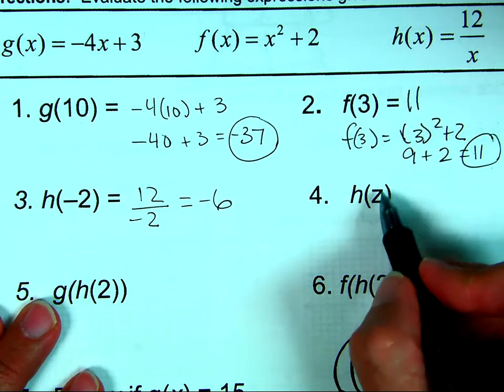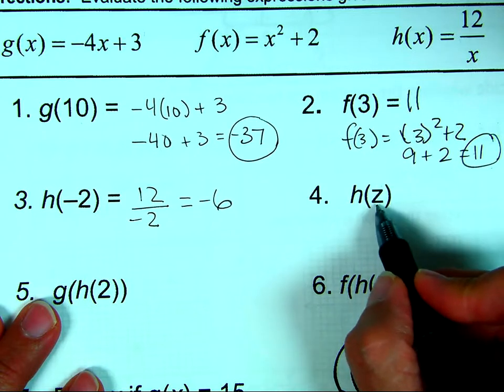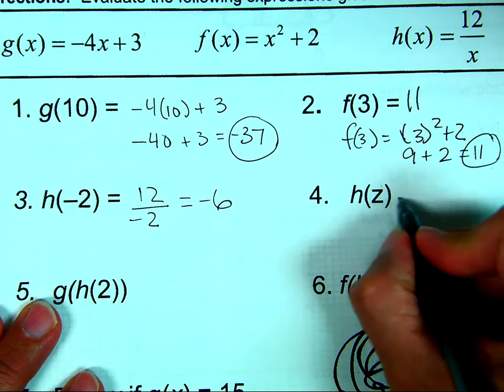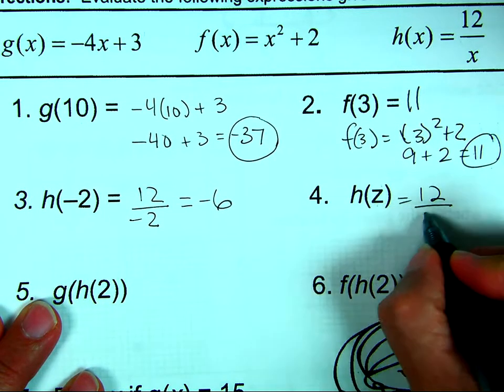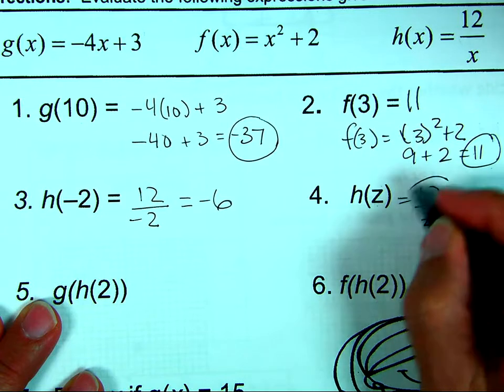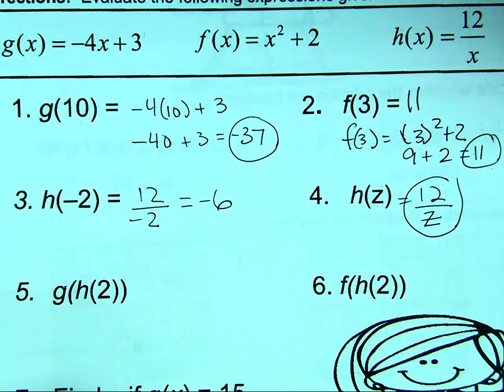h of z, when you see a variable inside this little area, that means you're not going to get a numerical answer. You're going to get an expression. So when we go to h, it says 12 over x, but this tells us to replace the x with the z. So this actually is our answer. We're just going to get an expression like that when there's a variable in it.